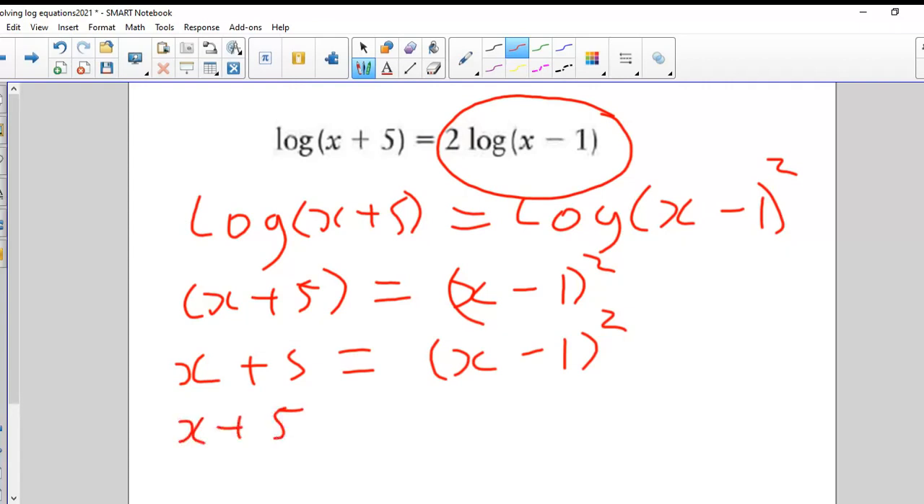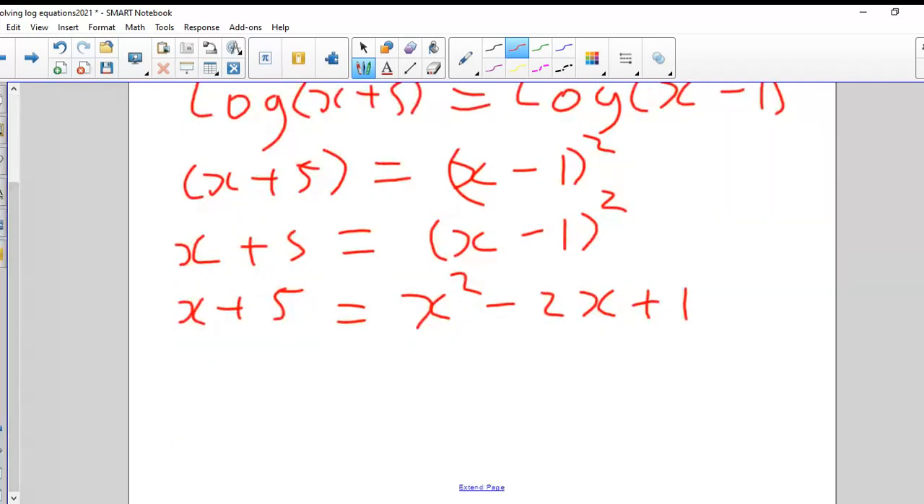X plus 5 is equal to, you say x squared minus 2x plus 1. Good. By the way, you're at the stage now where you should be able to expand the bracket on your own without me going through every single step. But Brandon is right. It is x squared minus 2x plus 1. You're absolutely right about that.